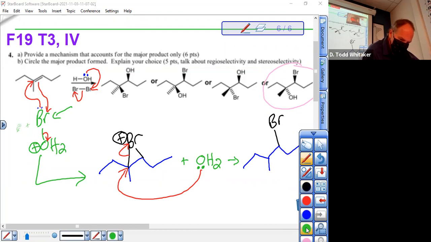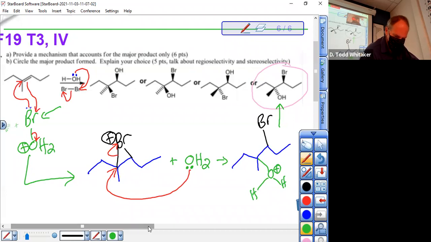You get your OH down here with 2 H's on it. And we need a base to take that H. We did a discussion in class about reasons why this is the best base. There were 2 reasons why: a pKb reason, and there's more water than anything in this reaction. It's an aqueous reaction. And there's your mechanism. It's all done. I don't think we did an explanation though.